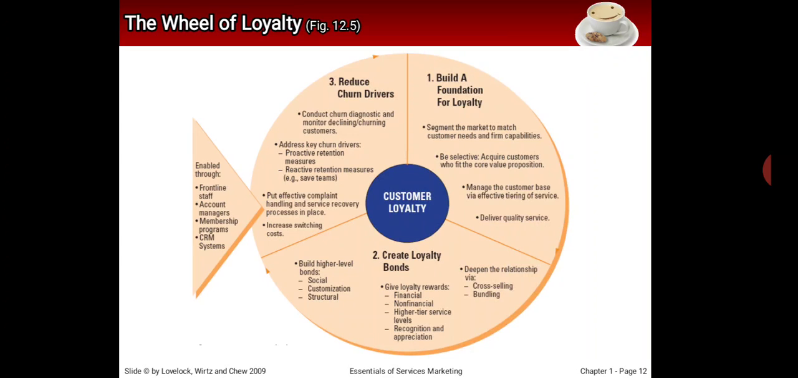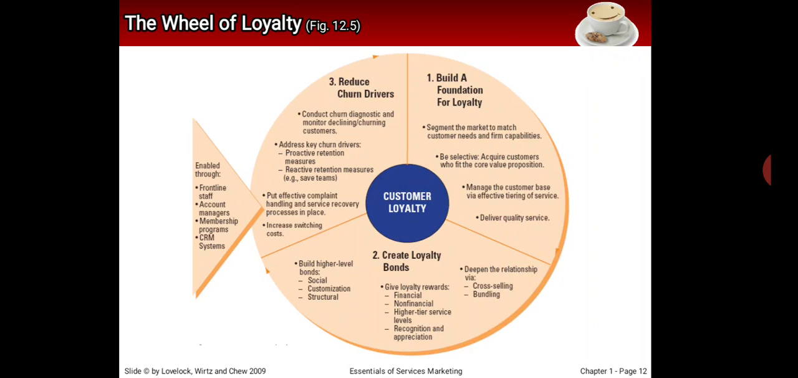First, build a foundation for loyalty. It means you have to identify the right segment, the right type of customer from the market. Thereafter you have to deliver the value proposition according to the requirements of those targets, right?